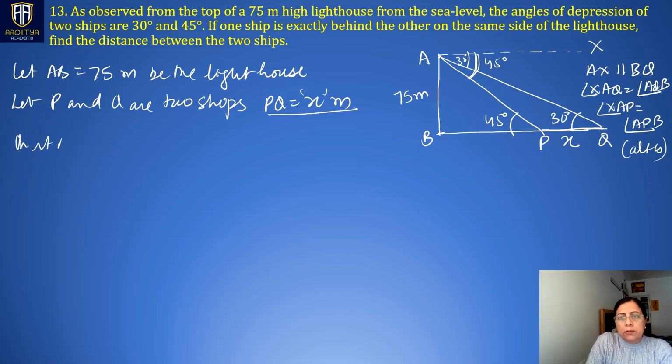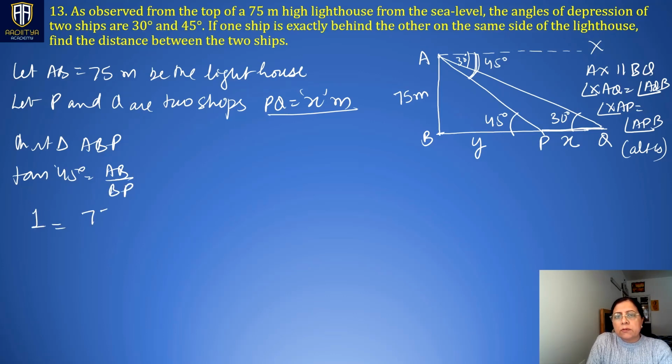Now in right triangle ABP, tan 45 is equal to AB upon BP. This is not known to us, BP, let this be Y. So tan 45 is 1, AB is 75, BP is Y. So Y is 75 meters. Let this be equation 1.